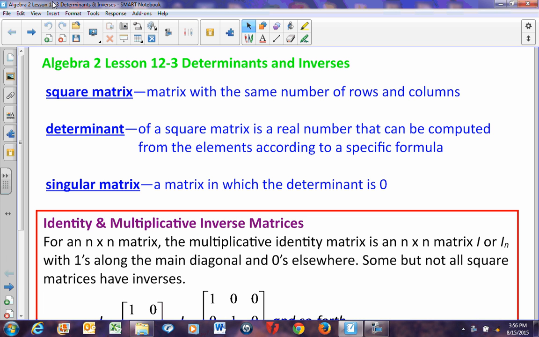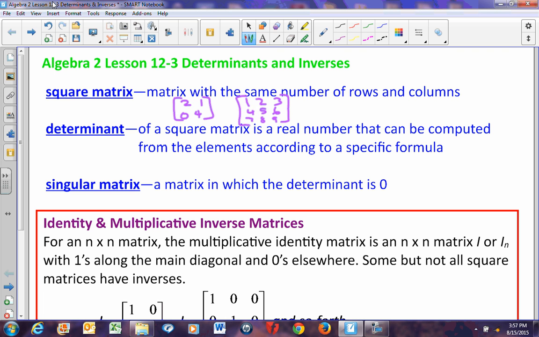A square matrix is a matrix with the same number of rows and columns. For example, a 2 by 2 is a square matrix and it has 2 rows and 2 columns. Then it could be a 3 by 3, for example 1, 2, 3, 4, 5, 6, 7, 8, 9. That's a square matrix because it's a 3 by 3. Then you can get a 4 by 4, 5 by 5, etc.